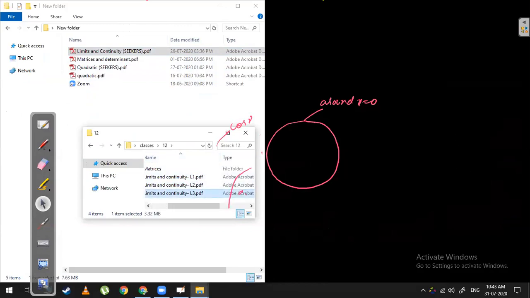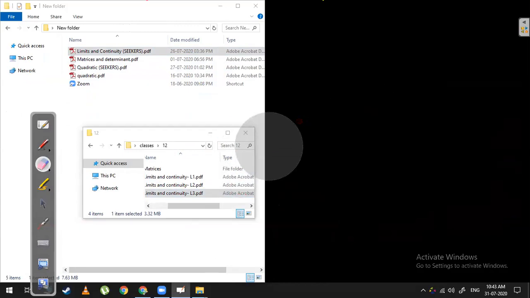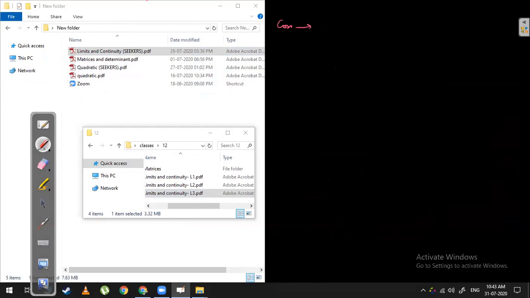So we have taken 3 classes on limit and continuity. Four more classes will be for limits, and then we'll move on to continuity. It's a very small chapter, but very conceptual, for you to develop continuity, then differentiability, and then your integration. So this limit is a very basic and very conceptual chapter for you to understand.